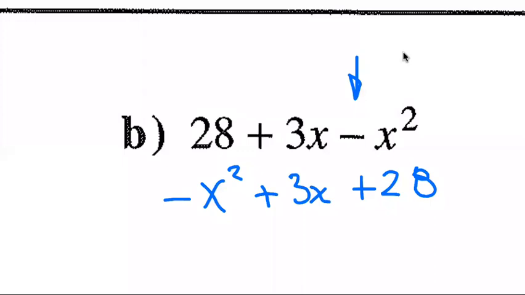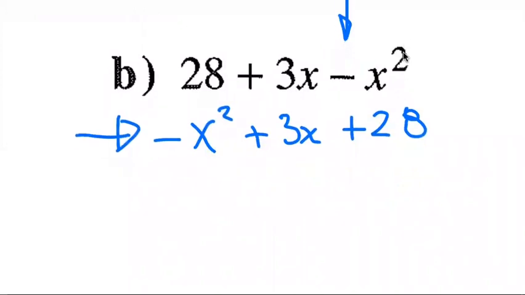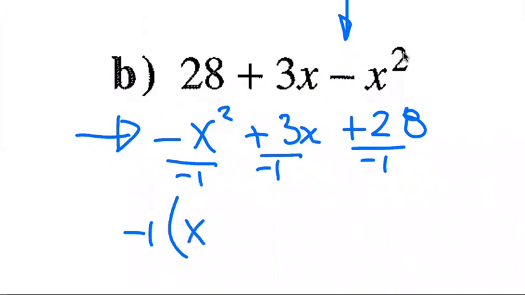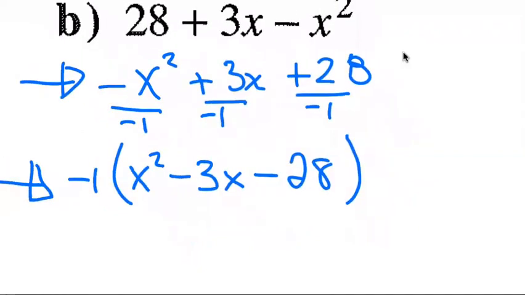Now, unfortunately, we can't factor by inspection if this is a negative out in front here. So we have to do something about that. Basically, what we're going to do is take out a greatest common factor of -1. If I divide all of these terms by -1, this is what I'm going to get: positive x squared minus 3x minus 28. Don't forget, I took out a -1, so this needs to be here. Now I can factor by inspection because that x squared term is positive.